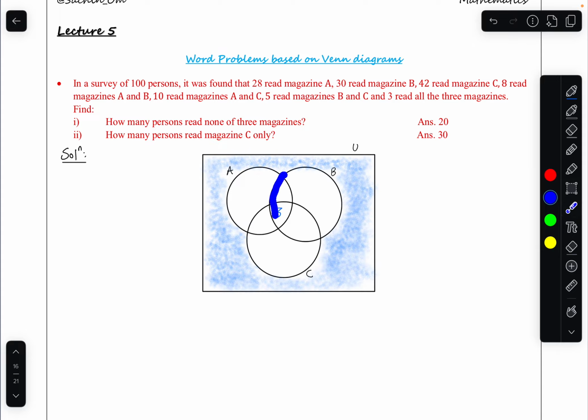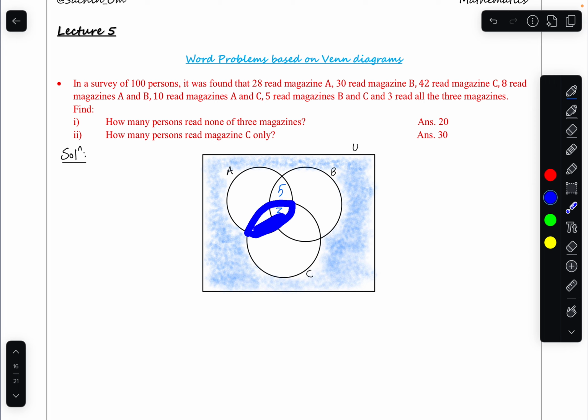Then let's talk about this region. This region is A intersection B. And we have been given there are 8 people who read A and B. Since 3 people I have already accounted for, and they are reading A, B, and C, what remains is 5 people who read A and B only, not the C. So 5 plus 3 becomes 8, which is what A intersection B is. 3 represents the number of people who read all the 3 magazines. 5 represents the number of people who read A and B, but not the C.